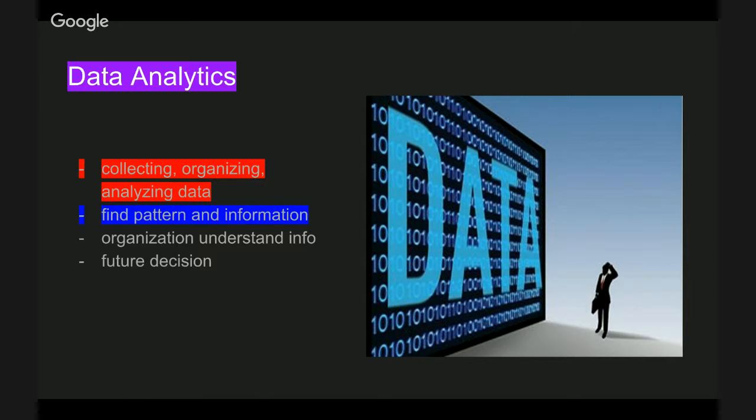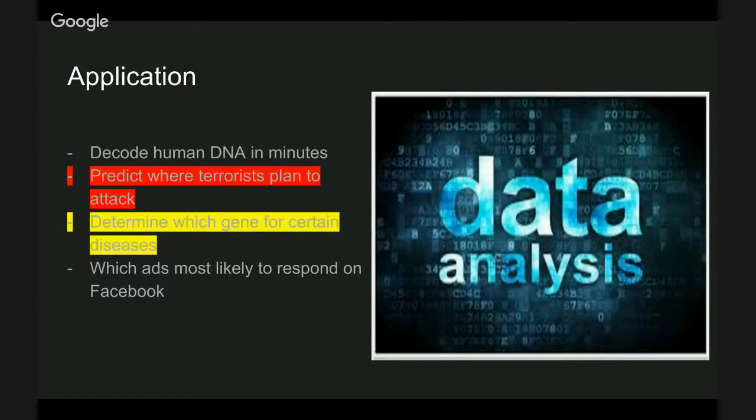There are several examples where we use data analytics. For example, we can decode human DNA in minutes, predict when terrorists plan to attack, and predict which ads you are most likely to respond to on Facebook.